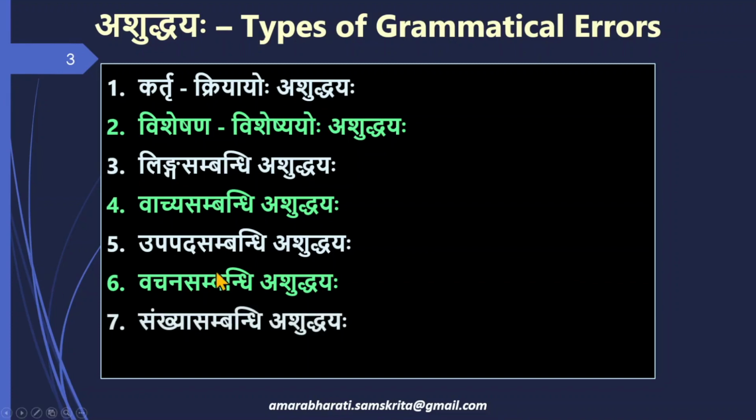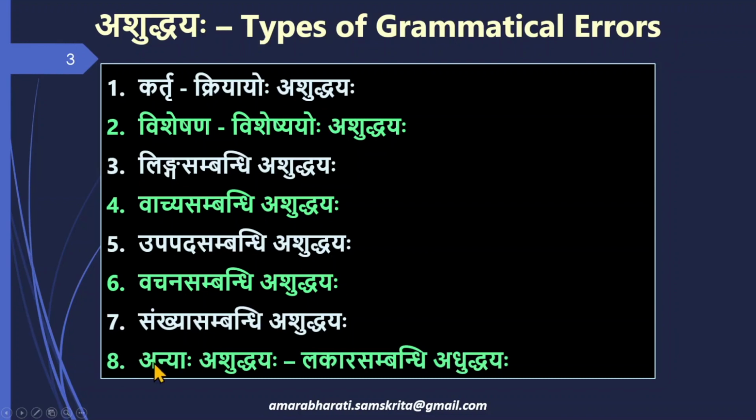Seventh one is sankhya sambandhi ashuddhayaha, means with respect to numbers like 1, 2, 3 etc. 1, 2, 3, 4 in masculine, feminine and neuter. The last one is anyaha ashuddhayaha, mostly related to lakara, the use of the lakaras in Sanskrit for past tense, present tense and future tense.